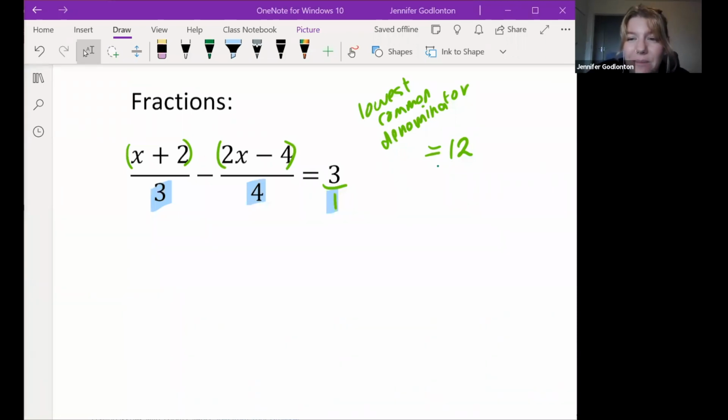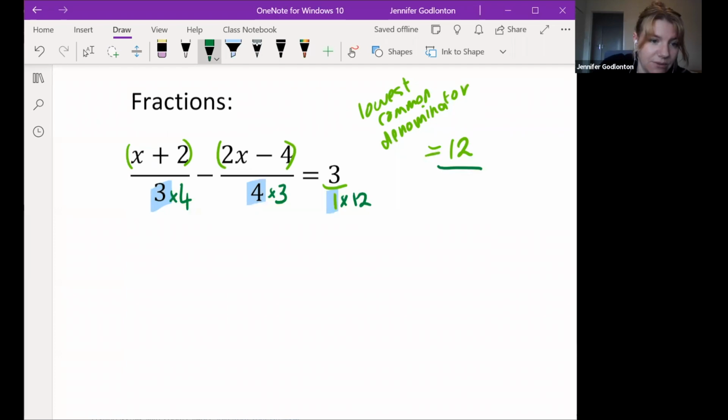Okay, so we need our denominator to be 12 here. So we would need to multiply that 3 by 4 to get to 12. We would need to multiply that 4 by 3 to get to 12. And we need to multiply that 1 by 12 to get to 12. What we do to the bottom, we have to do to the top. So we would need to multiply that by 4. We would need to multiply that by 3. And we'd need to multiply that by 12.